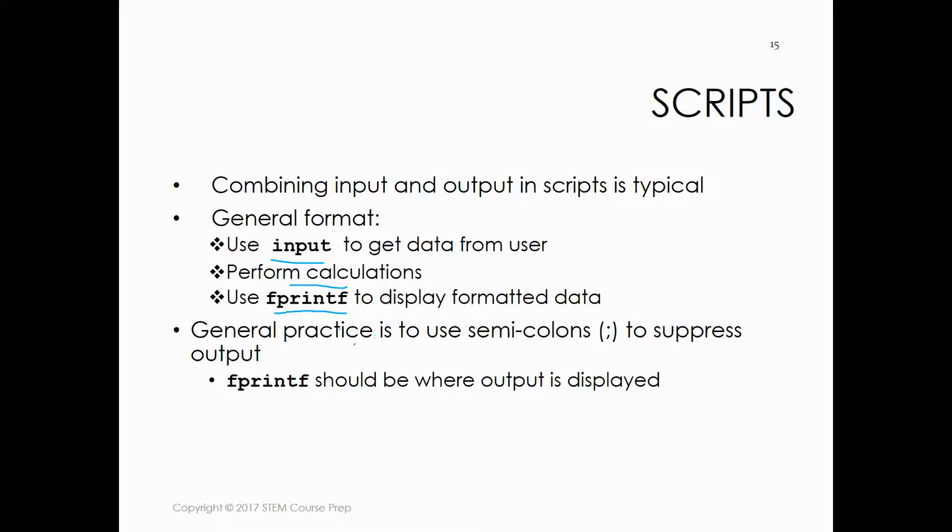All right, now typically what you want to do is you only want to display your output through the fprintf function. You don't want to display it just when the code executes each line. So to prevent that, let's go ahead and use semicolons at the end of the lines. That will suppress all the output, and then the only output we will see will come from fprintf. And then it'll be formatted just the way we want.